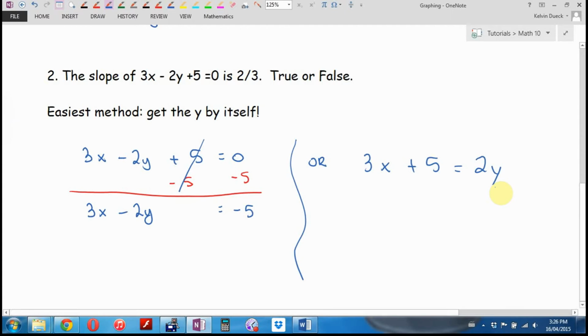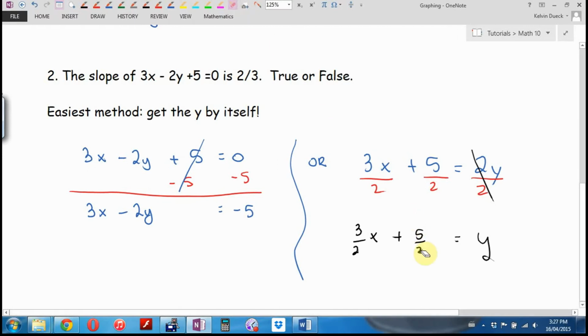It also gets rid of negatives, but you still haven't got the y by itself. What's in front of there? What's the 2 doing to the y mathematically? Adding, subtracting, multiplying, or dividing? So how will I move it over? What's the opposite? Going to be this. Divide by 2, divide by 2, divide by 2. I'm going to drop my equal sign down because I feel better. And I have this, 3 over 2x plus 5 over 2.